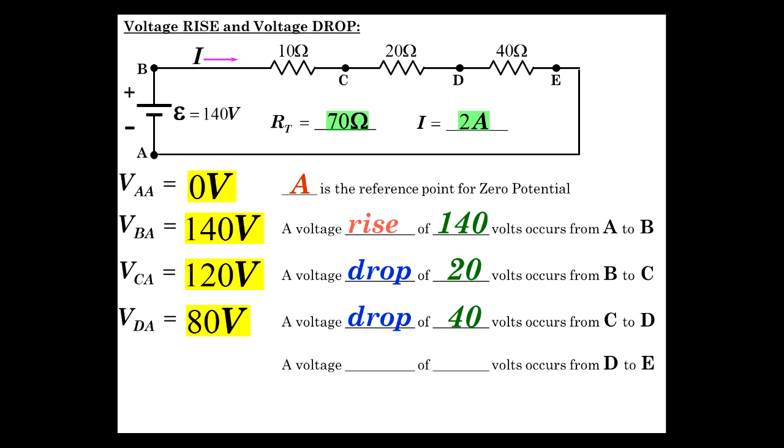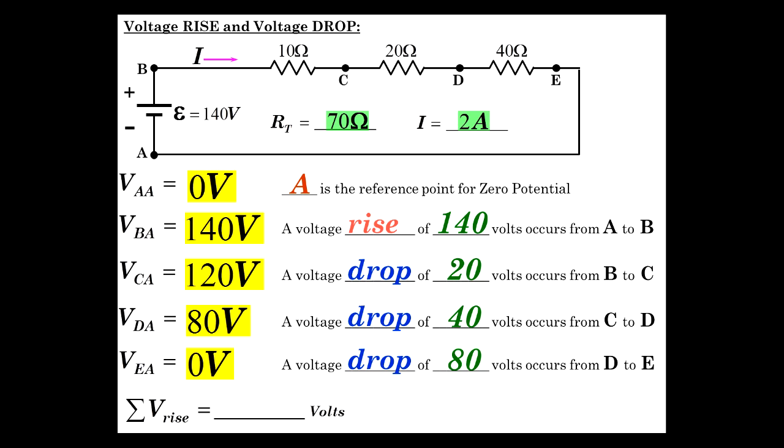And finally, let's do it one more time. When we traverse D to E, we have another drop. This time, 2 times 40 is 80. So now, at D, we were seeing 80 volts, but then it drops 80 volts. So guess what? VEA, the voltage of E with respect to A, is 0. But that makes sense, because E is really the same electrical point as A. Along a conductor, there's theoretically no resistance, and so there's no voltage drop. So they're really at the same point.